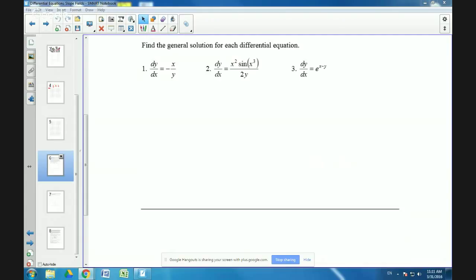General solutions to differentials. Basically, when we ask you to find the general solution to a differential, we're asking you to find the original function. So calculate the original function.